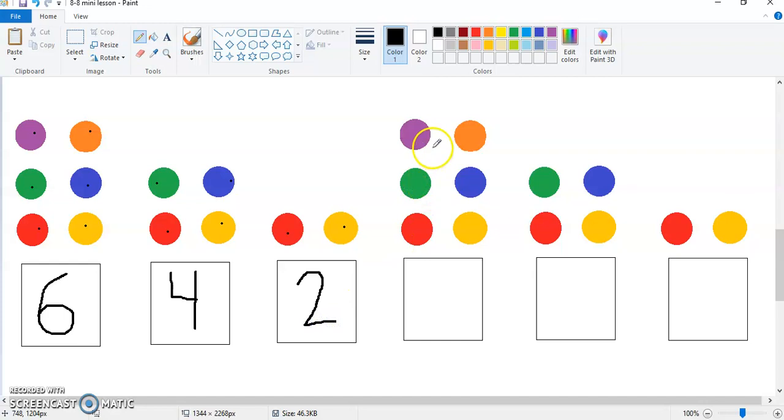Okay. We're going to go on to this one. How many? 1, 2, 3, 4, 5, 6. There are 6. I think I see a pattern starting to emerge. Think to yourself and see if you might be able to see it too.